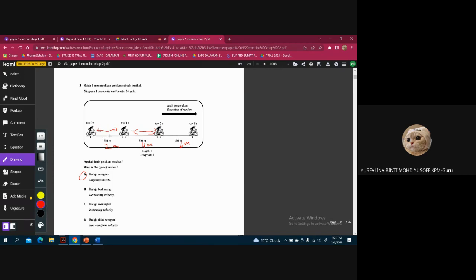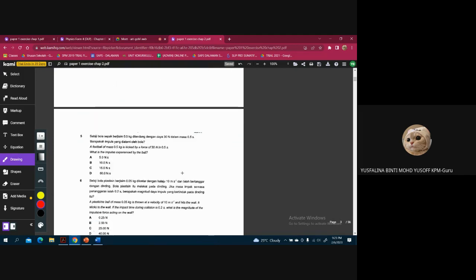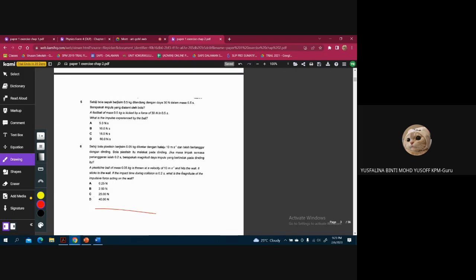If you divide 5 by 1, you get 5 meters per second. This one, 5 divided by 1 because the time taken from here to here is 1, right? 5 divided by 1, you get 5 also. 5 divided by 1 also, you get 5. So it means the velocity is constant. Okay, so uniform velocity.